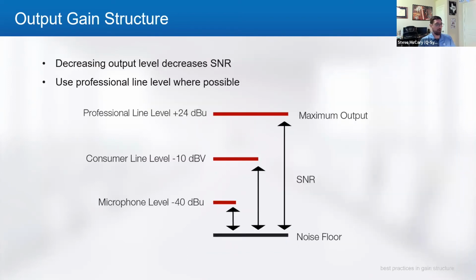So as we look at our output gain structure, decreasing our output level decreases our SNR. So you really want to use professional line level equipment where possible. That gives you that maximum SNR and that maximum dynamic range that you have to play with.